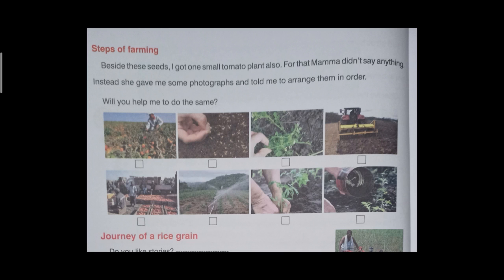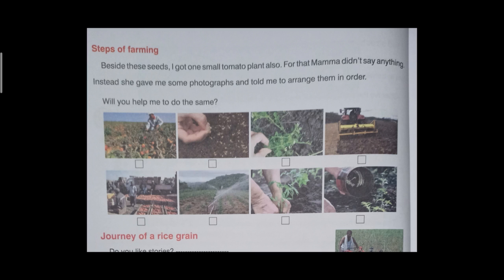What does this first picture say? Here, a man is collecting the tomato. Is it the first in order? Then the second picture, what does the second picture say? The second picture is sowing the seed. Seeds are being sown in the soil. Keeping the seeds in the wet soil.